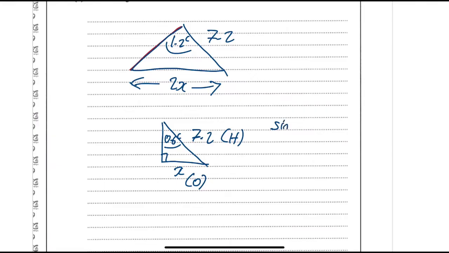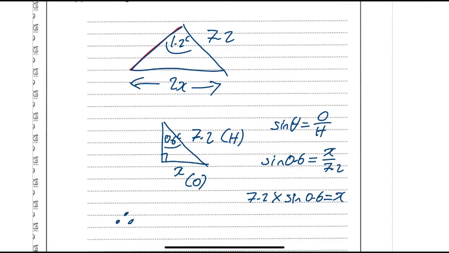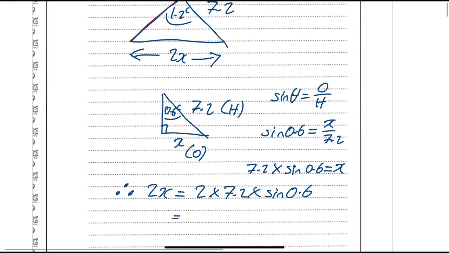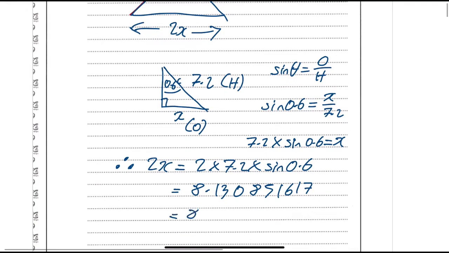So it's basic sine. Remember, sine theta is equal to opposite over hypotenuse. So sine of 0.6 is equal to x over 7.2. A wee bit of rearranging, then 7.2 times sine of 0.6 is equal to x. Now that means 2x, the chord, what we're looking for, is equal to 2 times 7.2 times sine of 0.6. I've done a few more decimal places here because I'm going to use this in the next part of the question. Then to 3 sig figs, 8.31, and that's centimeters.